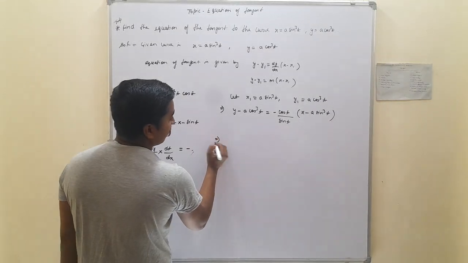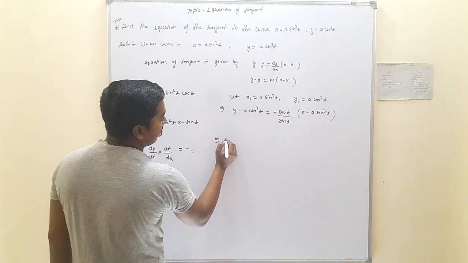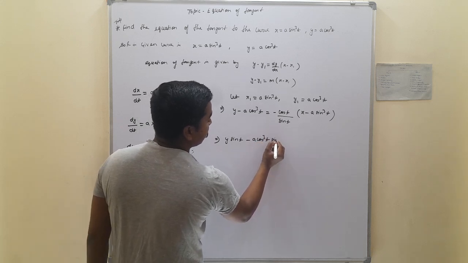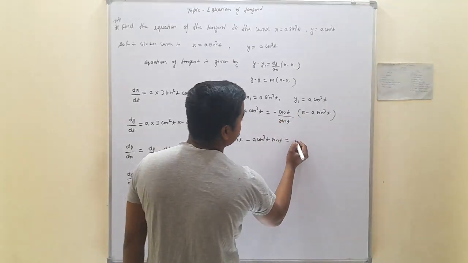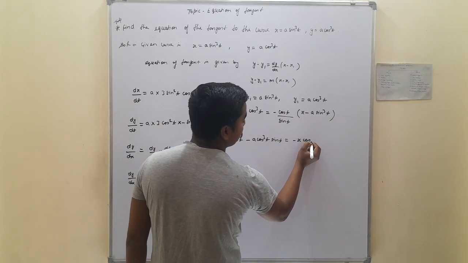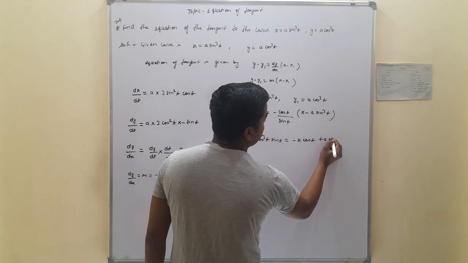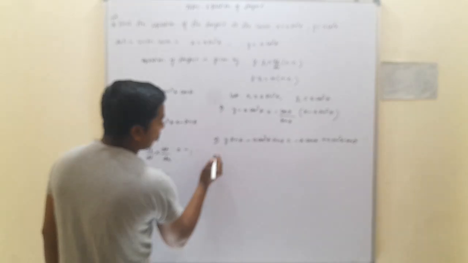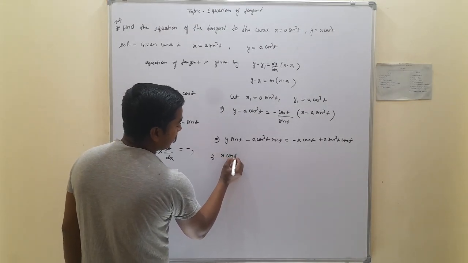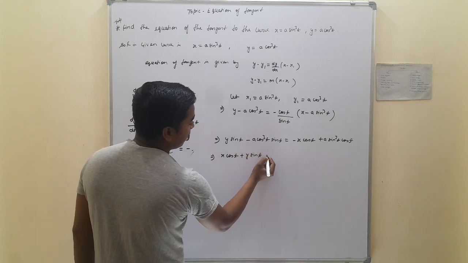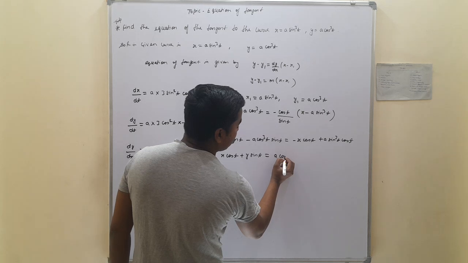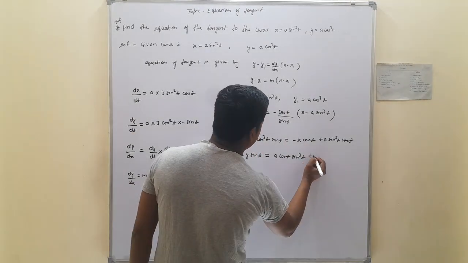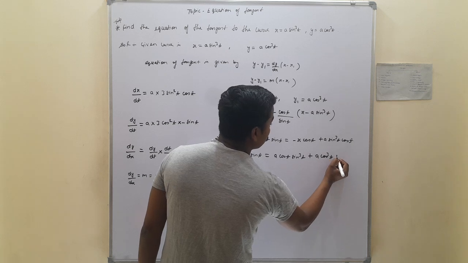Solving, multiplying by sin t by cross multiplication, we get y sin t minus a cos cube t into sin t equals minus x cos t plus a sin cube t into cos t. Taking minus x cos t to the left-hand side, we get plus x cos t, and plus y sin t is already present, equals a cos t into sin cube t, and taking minus a cos cube t into sin t to the right-hand side, we get plus a cos cube t into sin t.